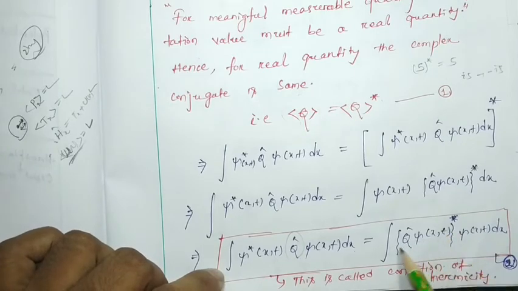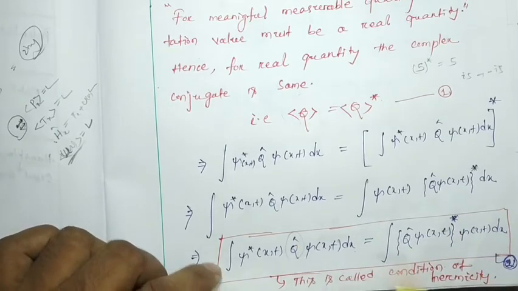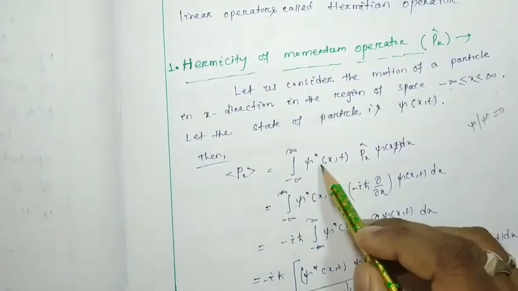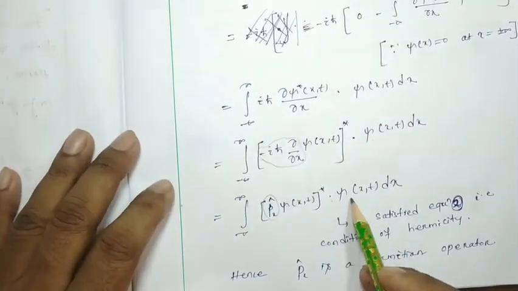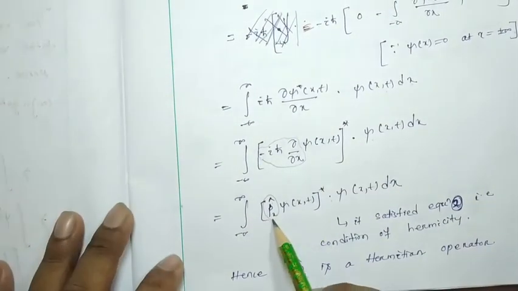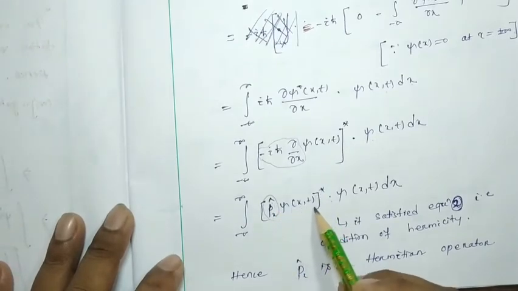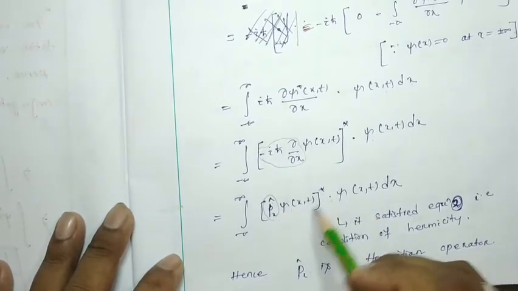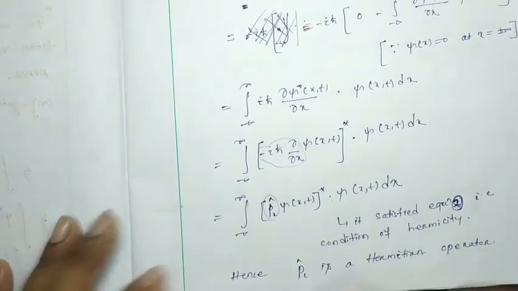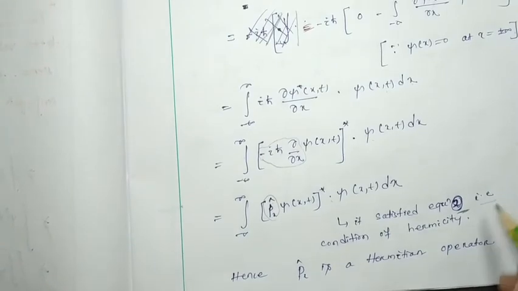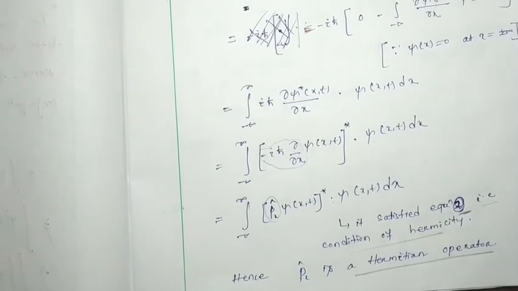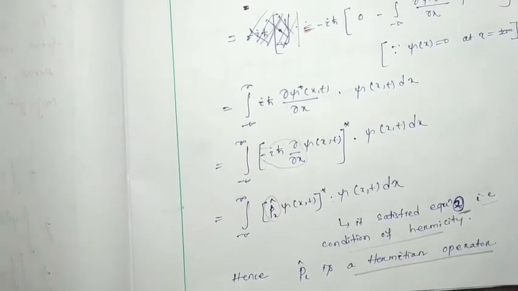So here, instead of Q, we have taken px cap. So we started from here, that this is equal to this: px cap psi(x,t) star whole star into psi(x,t) dx. So it satisfies equation number 2. Here I have written 2. So that is the condition of Hermiticity. Hence px cap is a Hermitian operator, or we can say the momentum operator is a Hermitian operator.